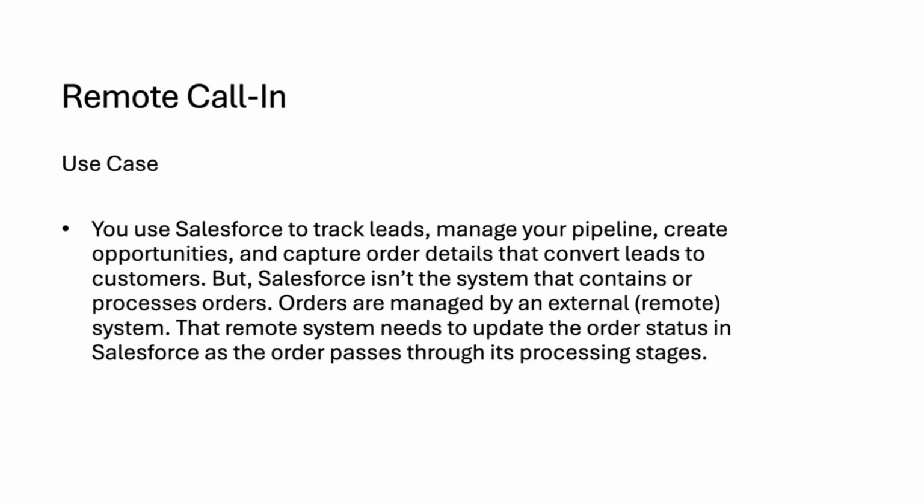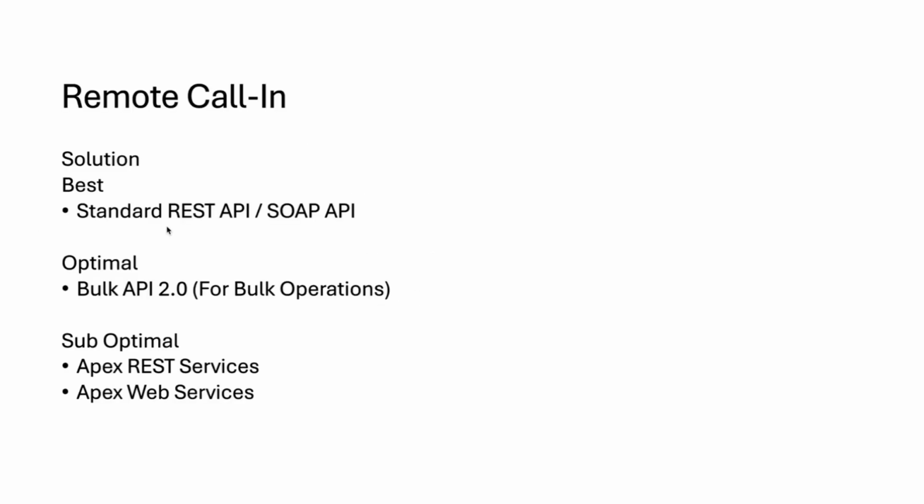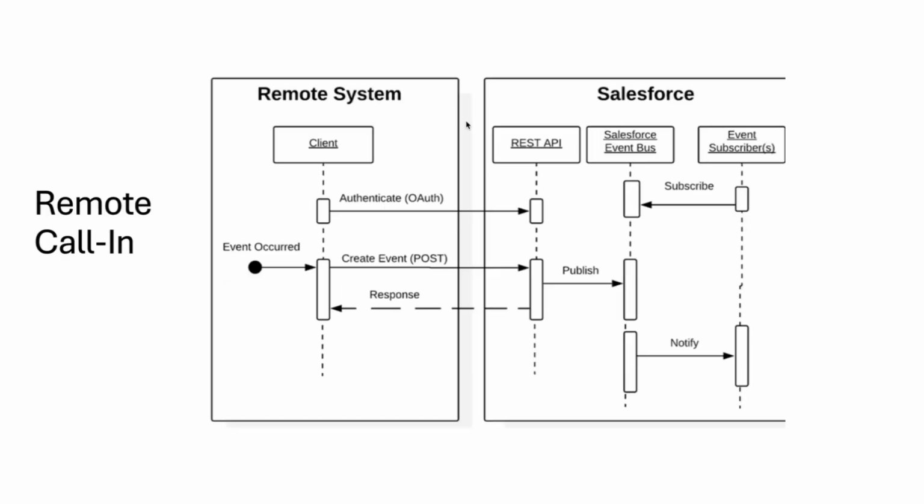Okay, so let's see what is the best approach to achieve this integration use case. The best solution, as everyone knows, would be calling the standard Salesforce REST API or SOAP API. We can just provide the Salesforce standard REST API endpoint to the remote system and the remote system can call this API and update it. We just need to create the connected app and provide the standard REST API details. So the remote system authenticates with Salesforce. After that, the remote system does the POST request and Salesforce executes the actions.